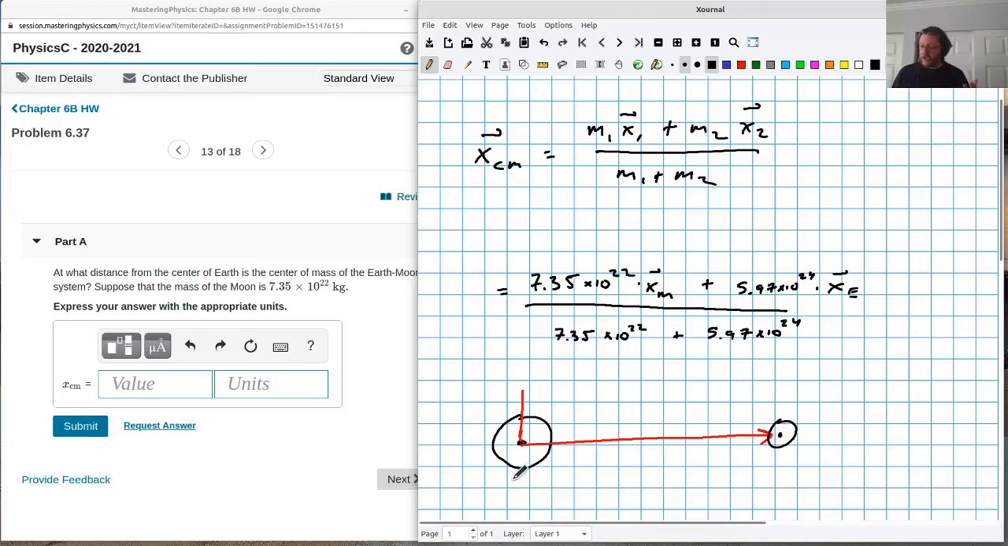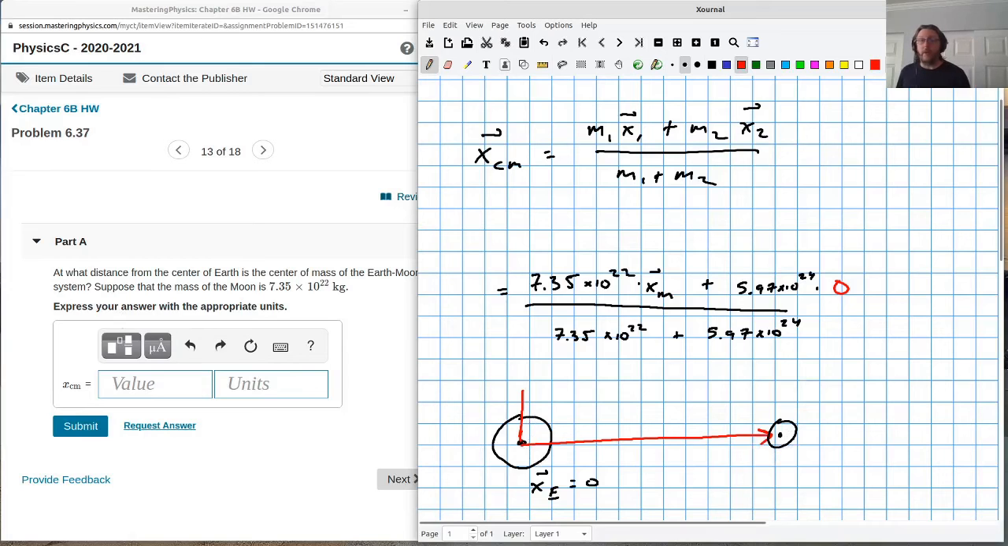So what's the position of the Earth in this coordinate system? The position of the Earth is 0. Xe equals 0 because it's on the origin of this coordinate system. So this xe becomes 0. All right, and then the position of the moon is whatever that distance is from the center of the Earth to the center of the moon.